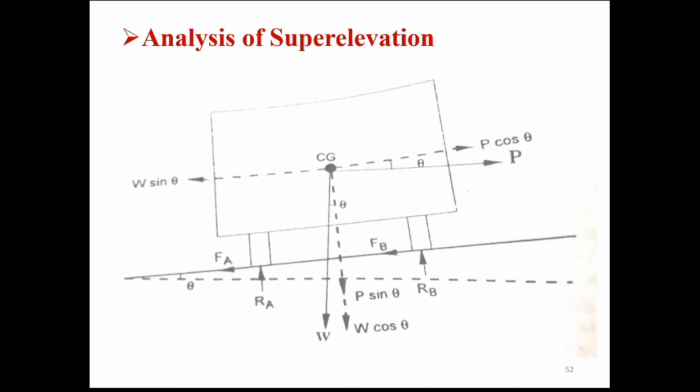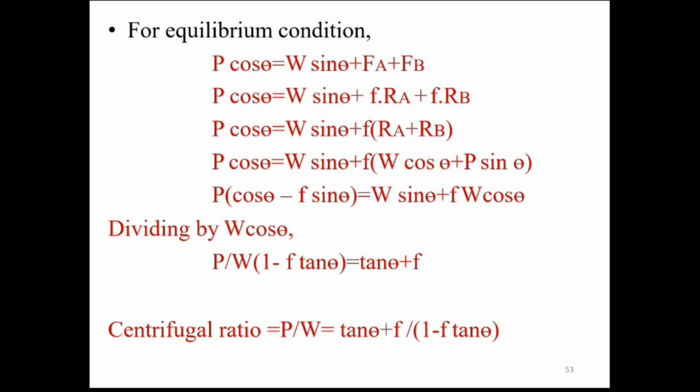W cos theta will be equal to RA plus RB, plus P in the bracket cos theta minus F sin theta will be equal to W sin theta plus F W cos theta. Dividing the entire equation by W cos theta, we get P upon W into 1 minus F into tan theta equals tan theta plus F. Hence, the centrifugal ratio P by W equals tan theta plus F upon 1 minus F into tan theta.